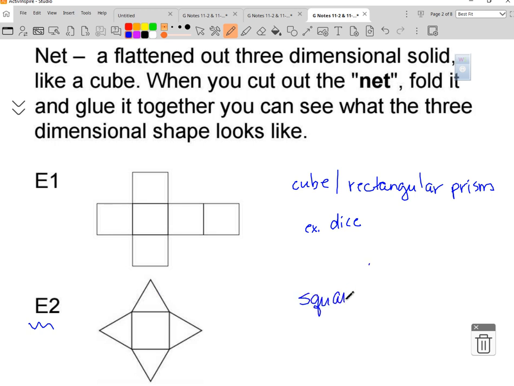I can't draw that, but if you look on your homework, number 2. Any questions?